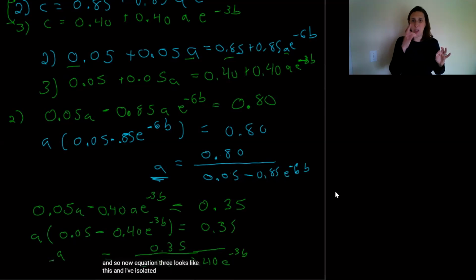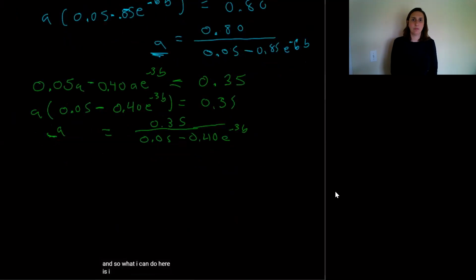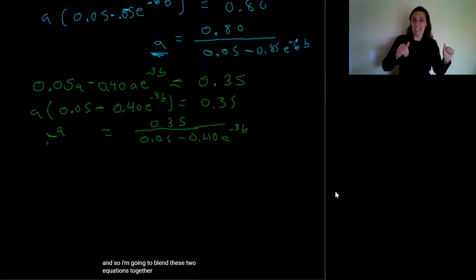And I've isolated A. And I've really got myself in a much better place because I have A and c isolated in terms of the other variables. And so what I can do here is I can say this A has to be equal to this A. And so I'm going to blend these two equations together so they're going to turn purpley.